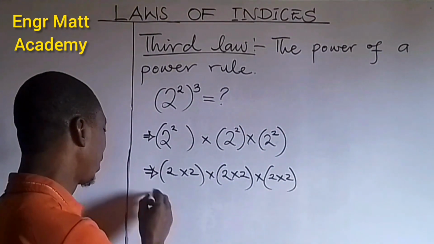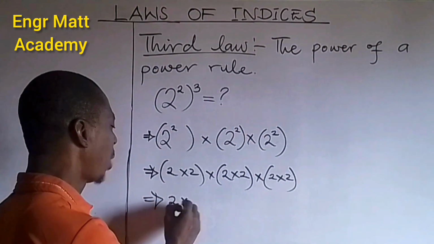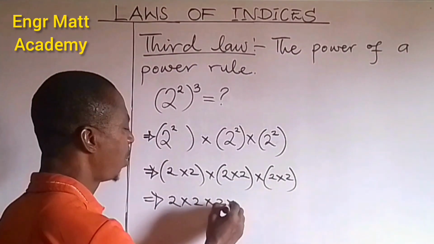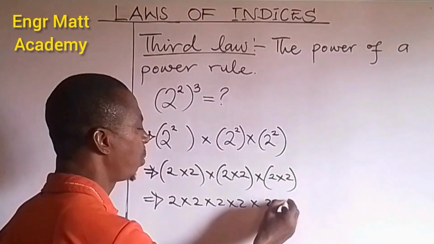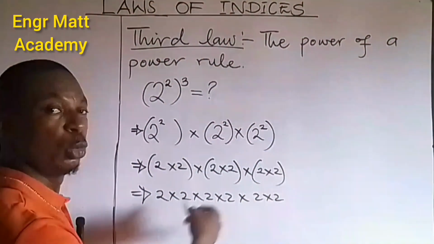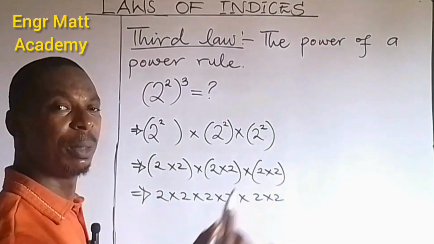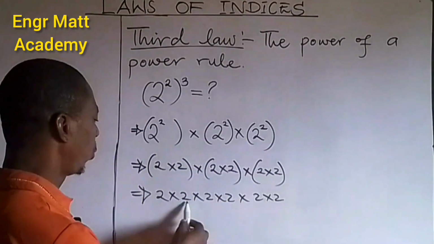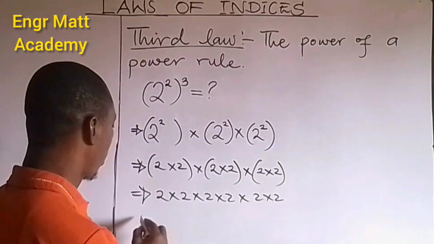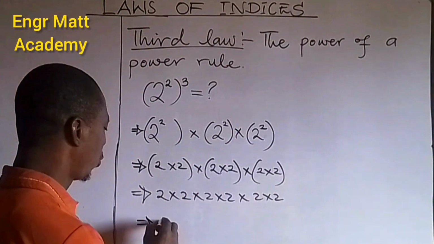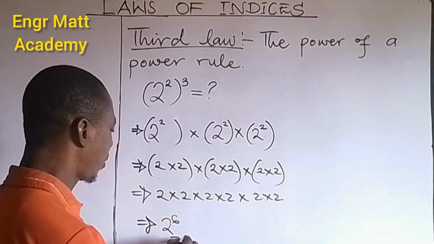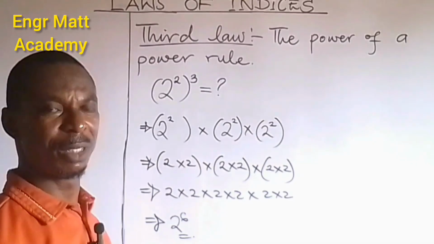Now let's clear the brackets. Yes, let's remove the brackets. We now have 2 times 2 times 2 times 2 times 2 times 2. Now 2 is multiplied by itself how many times? 1, 2, 3, 4, 5, 6. So this gives us 2 raised to power 6. This is the expansion method.